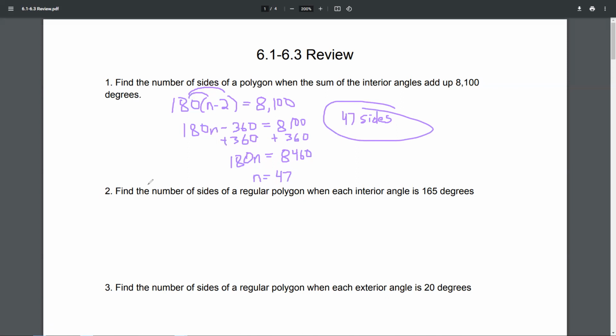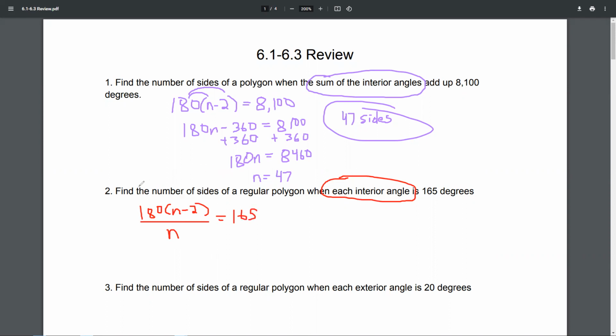Okay. Number 2 is very similar, except this time instead of giving us the sum of the interior angles, on the next one we're going to do each interior angle. So instead of 180 times n minus 2, we're going to do 180 times n minus 2 over n, for each interior angle of a regular polygon. And that's going to equal 165.